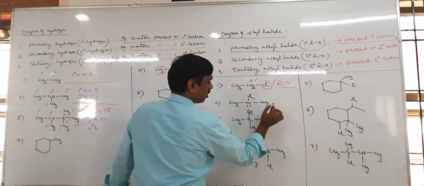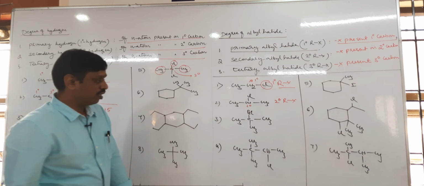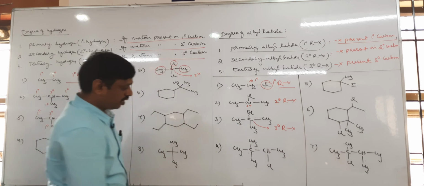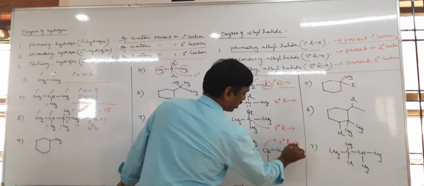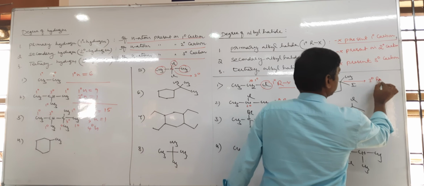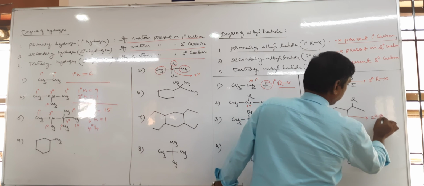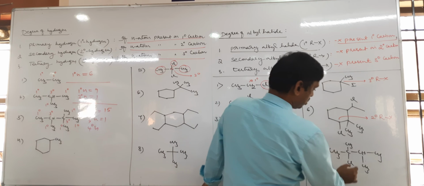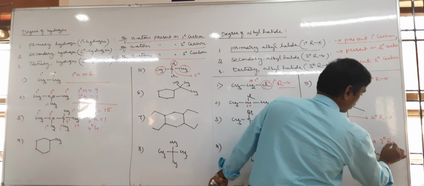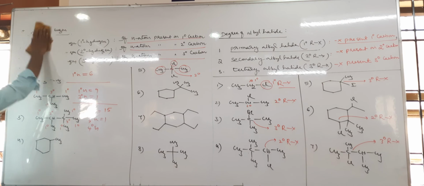And tell me, this is what? Secondary. Therefore, it is a secondary RX. RX is an alkyl halide. Next, what about this? This is a tertiary carbon, tertiary RX. Next here, it is a secondary carbon, secondary RX. Next, it is a tertiary carbon, tertiary RX. Here, it is secondary RX. Next here, secondary, tertiary, tertiary RX. Okay. It is about the degree of alkyl halide.